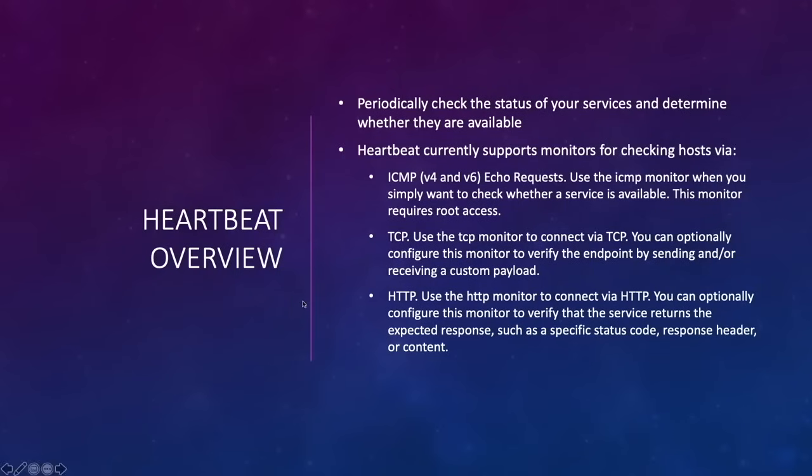Now there are three different types of monitors that you can configure inside Heartbeat. First, you can configure an ICMP or a ping monitor. So it basically pings that particular IP address or hostname, and if it gets a successful ping, it shows it as up, and if it's unsuccessful, it shows that monitor as down.